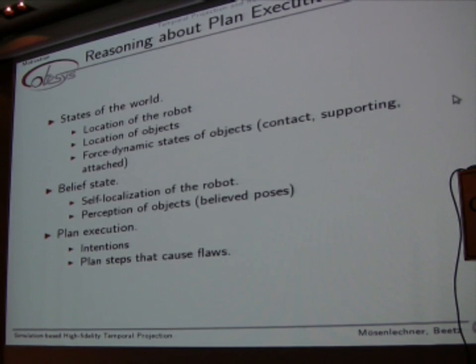So basically, we create a task tree. And this task tree contains information about intentions of the robot at specific points in time. And it allows us to relate plan steps to effects in plan execution in the physical world. So basically, we can infer plan steps that cause flaws in plan execution.